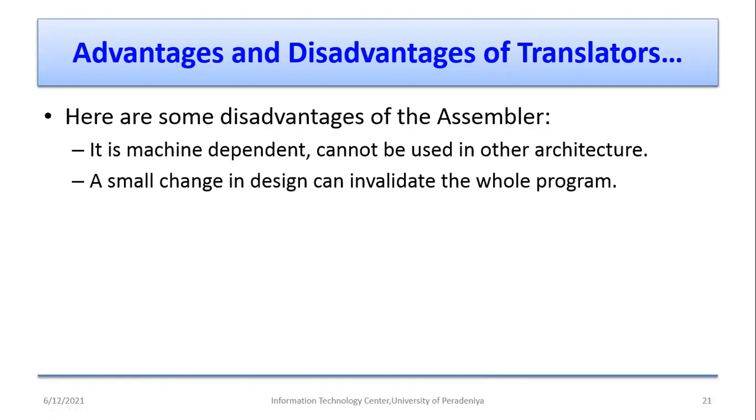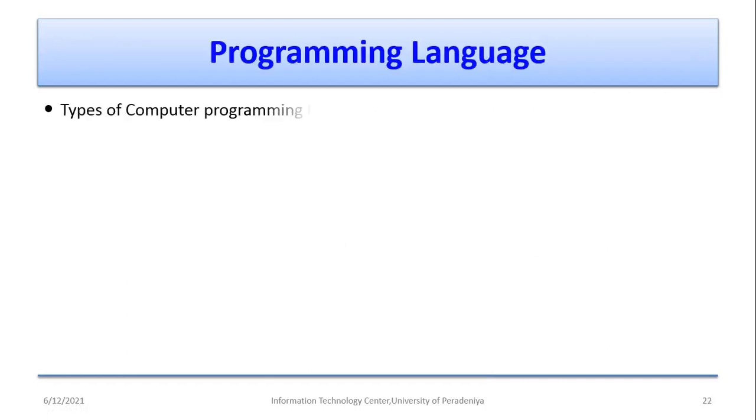So these are the disadvantages of assemblers. It is machine dependent, so it cannot be used in any other architecture. A small change in the design can invalidate the whole program. So it is very difficult to maintain. Those are the disadvantages.